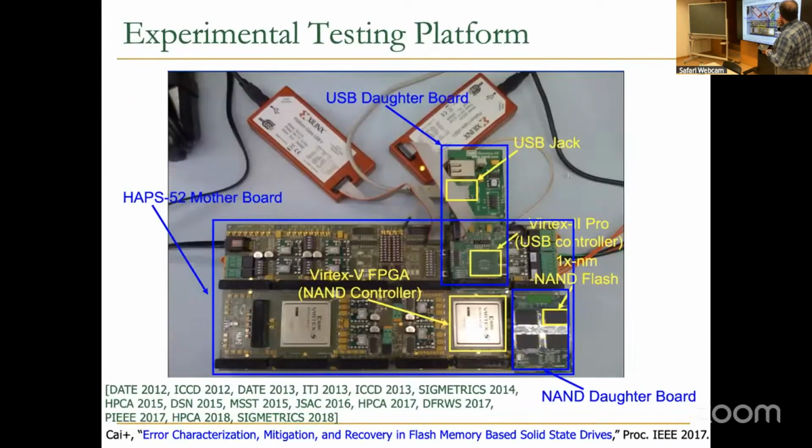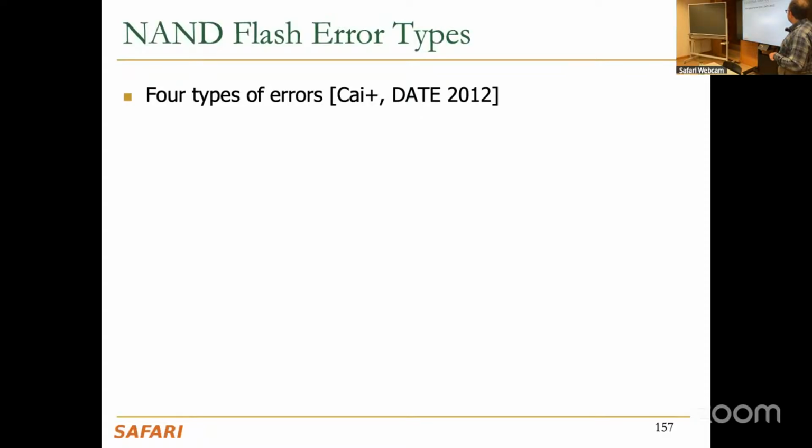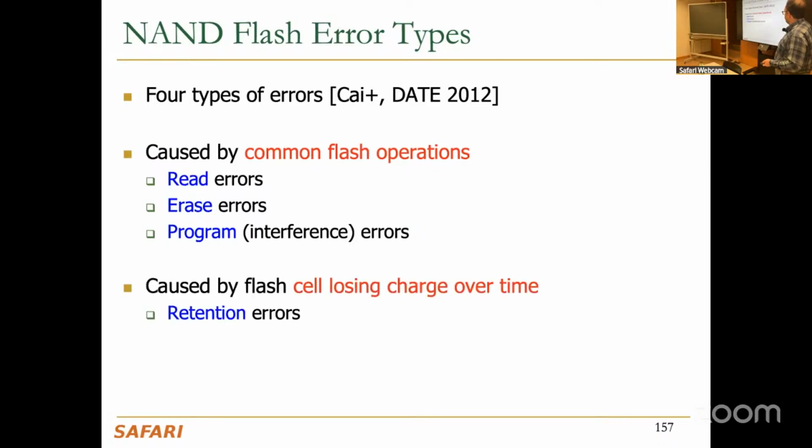So this is the infrastructure that we had at the time. You can see a Virtex 5 FPGA, and we had this NAND controller. There were some NAND companies that were helping us to build this technology and this NAND controller, because having a NAND controller is also a big challenge, and that's why they helped us. So there are 4 types of error that can occur. One is caused by common flash operations, which are read errors, erase errors, and program errors. And another one is caused by flash cells losing charge over time, which we call retention errors.